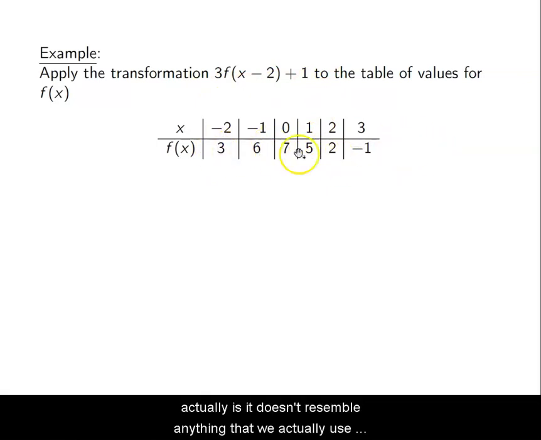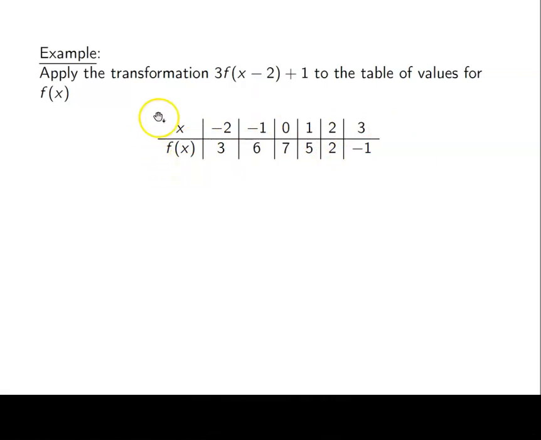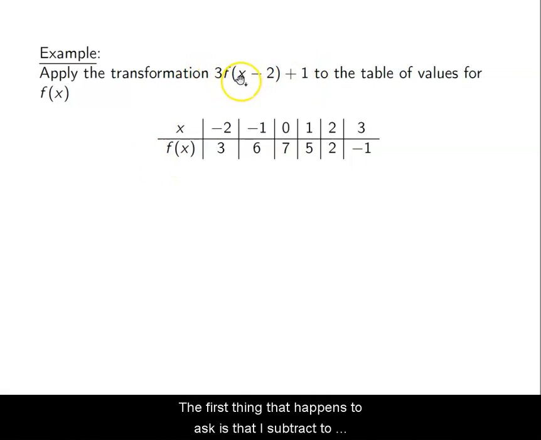Who knows what this function actually is? It doesn't resemble anything that we actually use. It doesn't look like an x squared function. It's possible that this is a piecewise function. I have no idea what the actual formula of f looks like, but I can apply these transformations. The first thing that happens to x is that I subtract 2, which results in a horizontal translation to the right of 2. Then I multiply things by 3, and then I add 1 to the end of that.